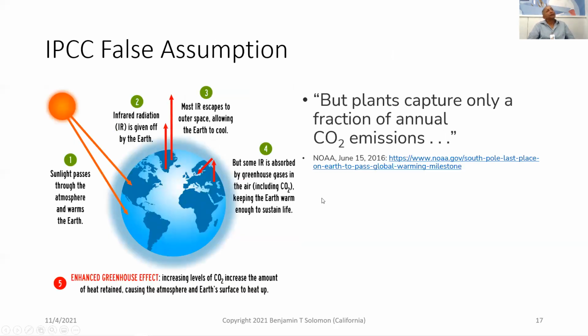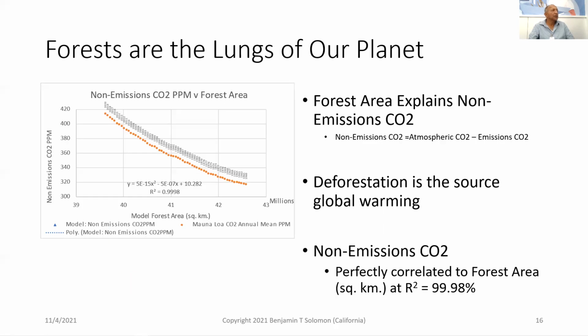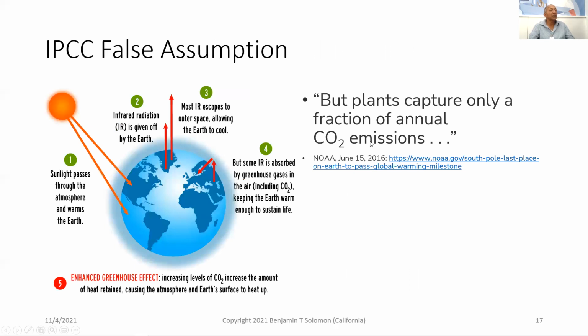So, but then if you look at some of the leading climate scientists' comments, they say, but plants capture only a fraction of the annual CO2 emissions. The previous graph I'd shown you basically says that that statement, this is the basic assumption behind all climate change models, that assumption is false.